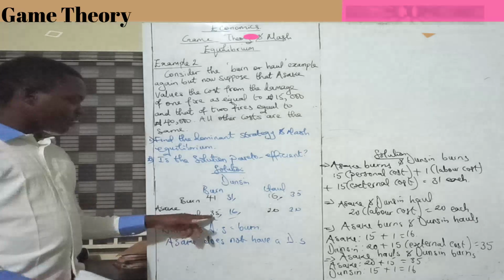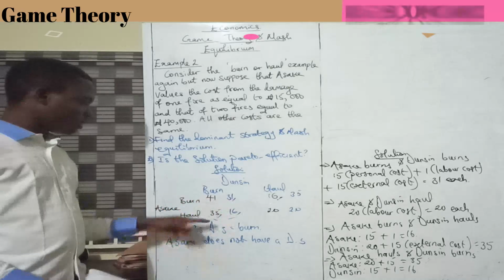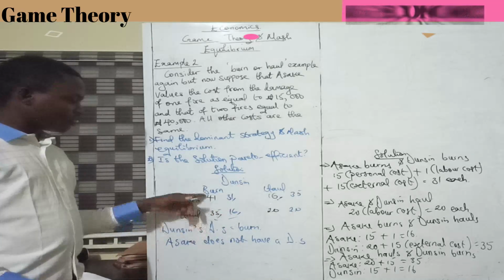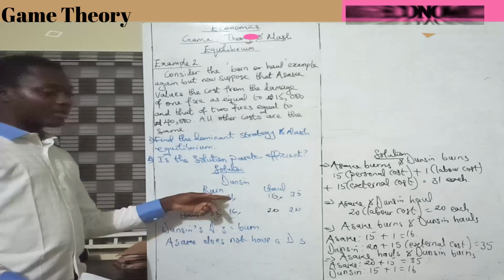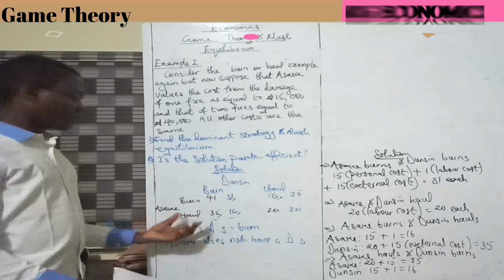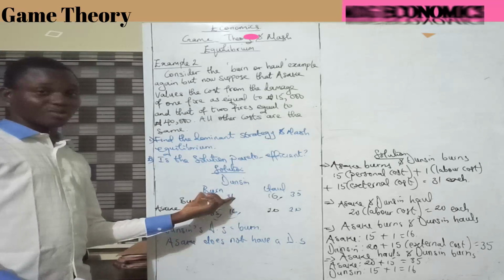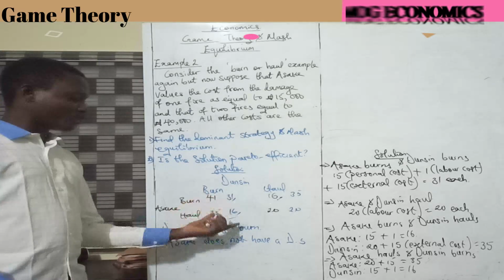Ashake was paying 35 here, so let's compare it with burn and burn. 35 is better than 41. So now he's paying 41, he's not happy. And this guy now is paying 31. In fact, they are both worse off if they leave this position and get to this position, right? Because they'll be paying more than they were paying here.